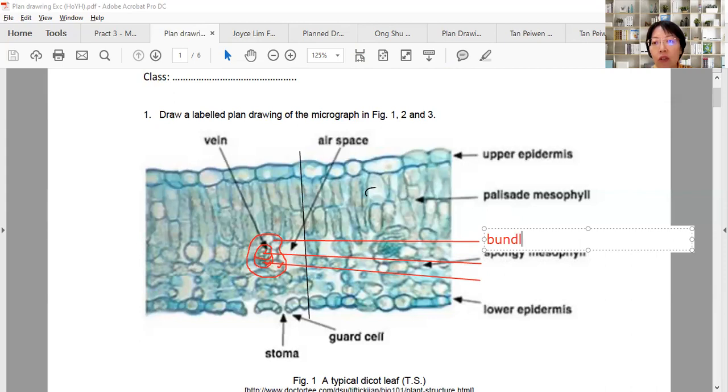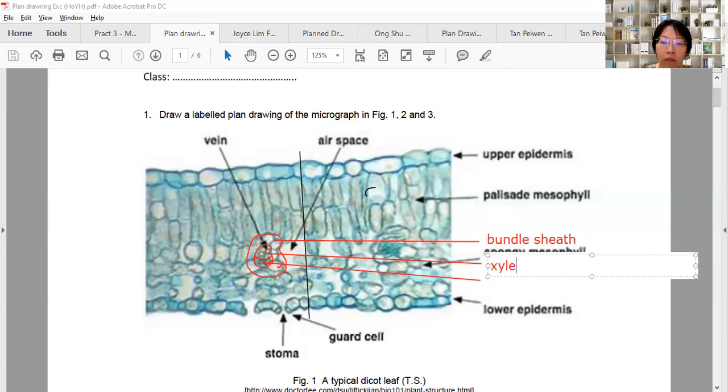Bundle sheath is actually the name of the tissue. I cannot write cell because I'm drawing tissue layers, right? And then this is xylem. And then this is phloem. So after having written these three, I will do a bracket like this. So ignore the spongy mesophyll, and I will give a name to this, which is called the vascular bundle.